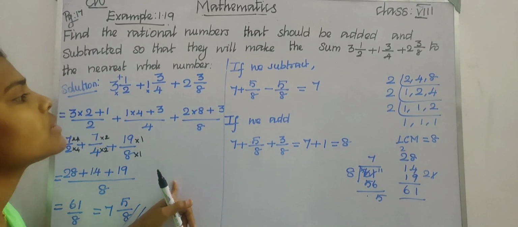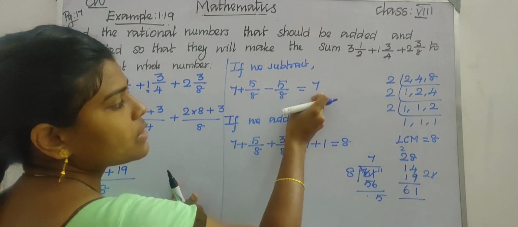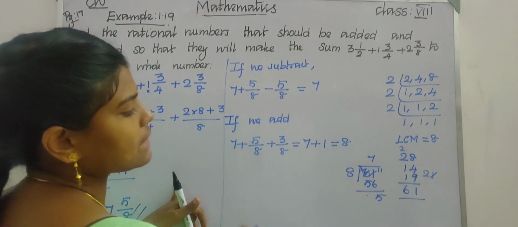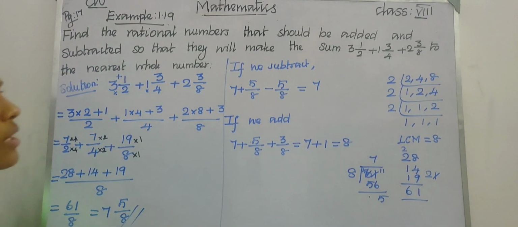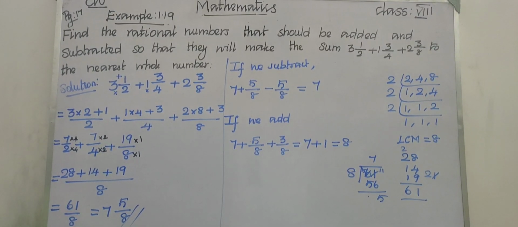Okay children. So if we are subtracting minus 5 upon 8, we will get 7. Okay, if we are adding 3 upon 8, we will get the whole number as 8. Okay children, is it clear? So copy it in your classwork notebook, pause the video and write.